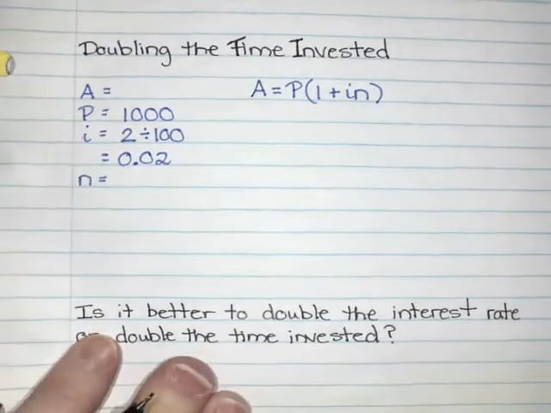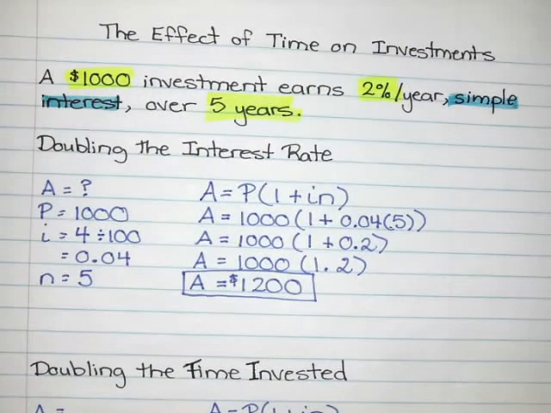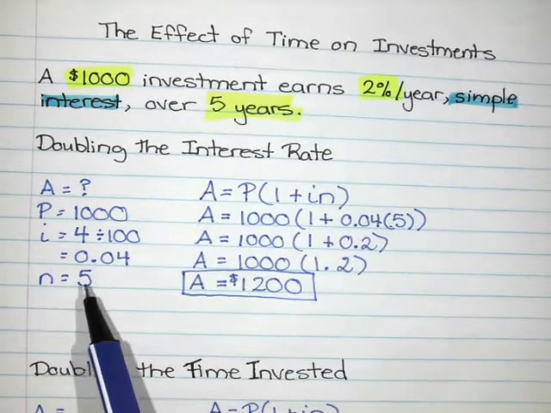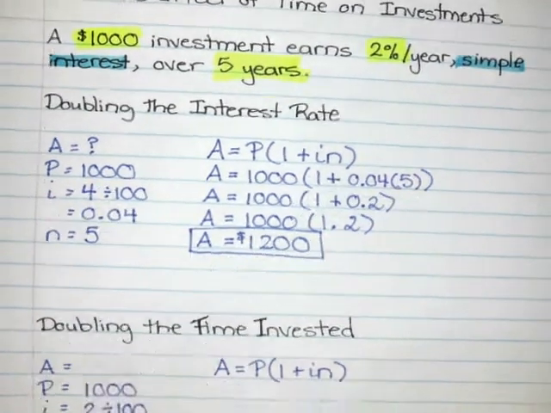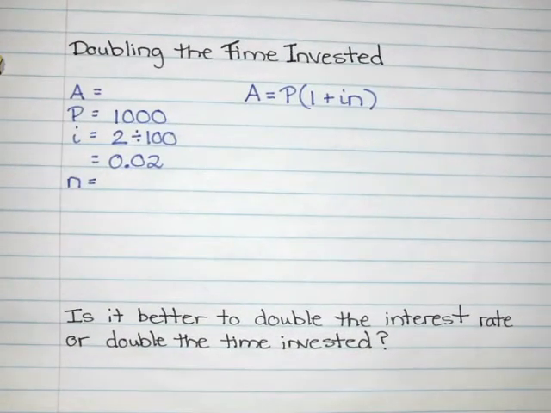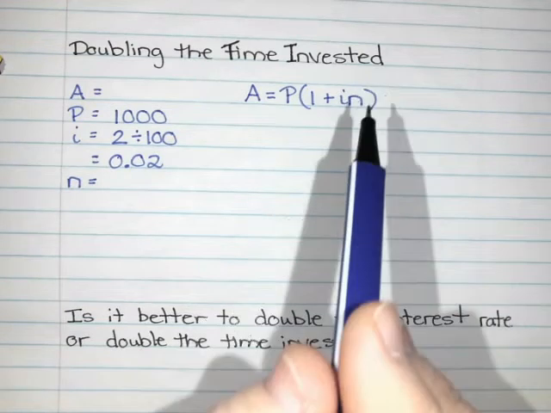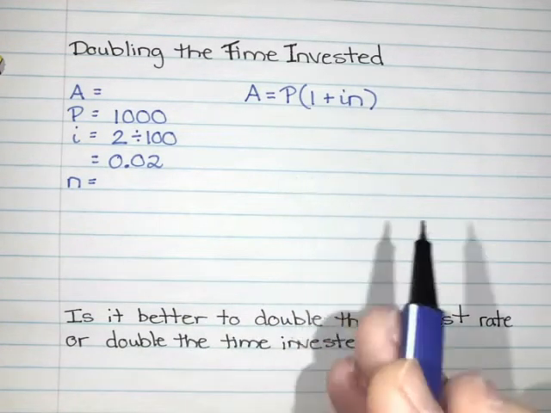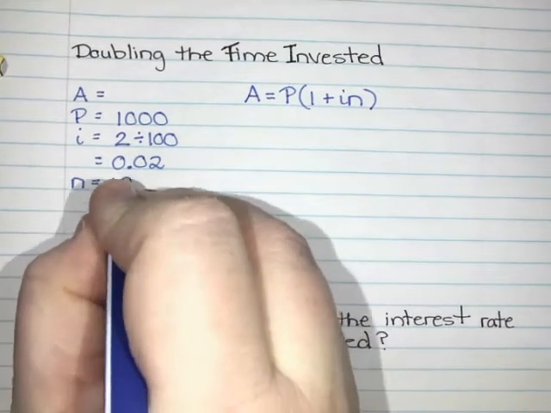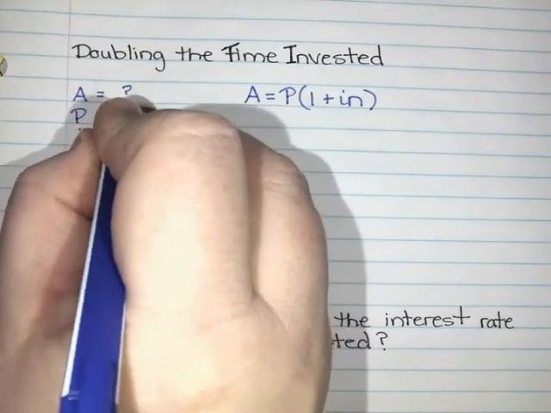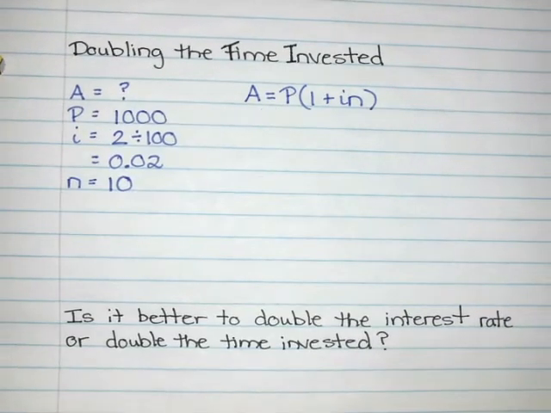Okay, the last thing in our question is that we are investing for 5 years. In the previous question, we used 5 for N, but this time we're trying to see what happens if I double the length of time that we're investing for. So I don't want to use 5 years. I want to double that, or multiply by 2. 5 times 2 means we're actually doing 10 years. We're earning interest 10 times. And once again, I don't know what the final amount is, but that's what we're going to calculate.